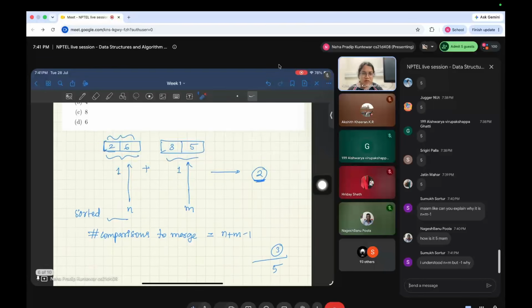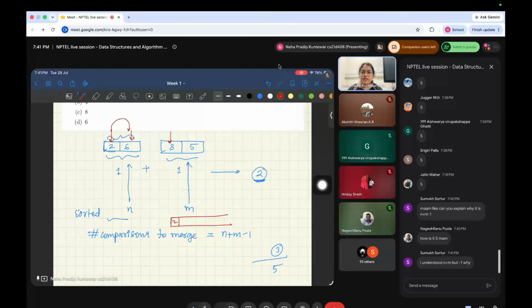So how does the algorithm proceed? You look at the first element here and the first element here, and you compare which of these is smaller. In this case 2 is smaller, so you write 2 and update your pointer to the next element. And now you compare 6 and 3. This is the second comparison you're making. The smaller one is 3. You write it here and update this pointer to the next one.